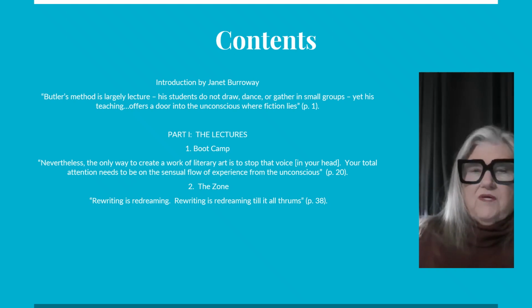In the introduction by Janet Burroway, an author in her own right, Butler's method is largely lecture. His students do not draw, dance, or gather in small groups. Yet his teaching offers a door into the non-conscious, where fiction lies.